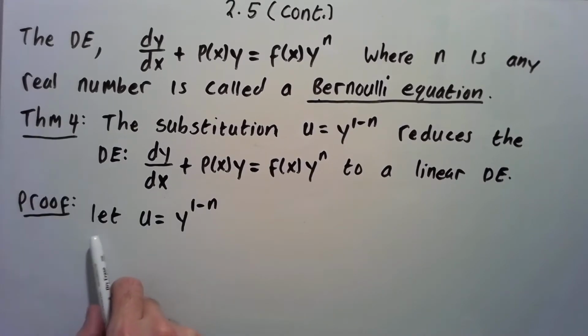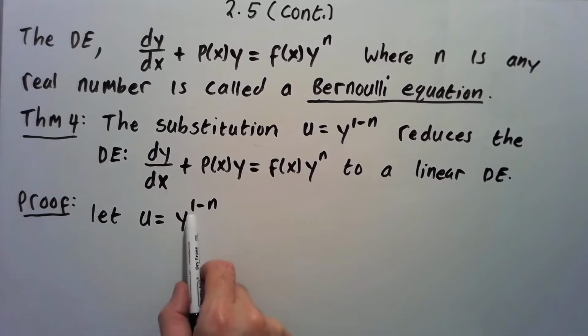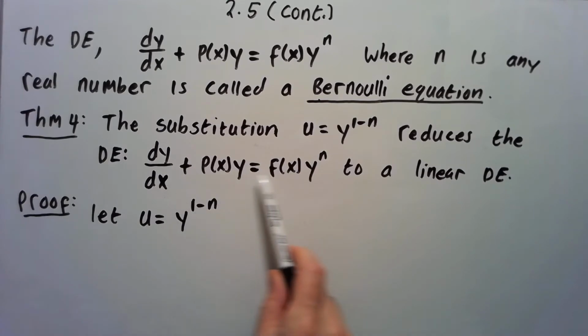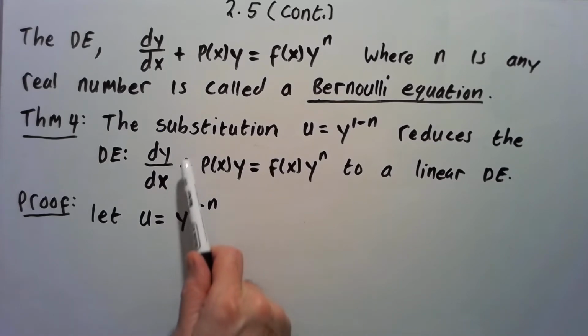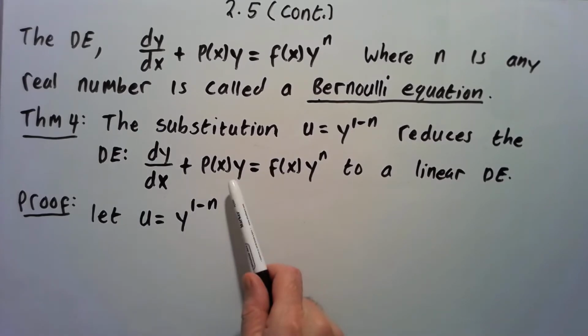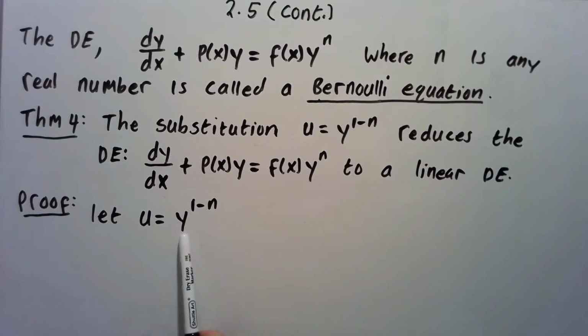Okay, so proof, we're going to let u equal y to the 1 minus n power. We're going to now substitute into this differential equation above and show when we do that it turns into a linear differential equation. So to do that we're going to have to substitute my dy/dx and my y in terms of u. So let's first solve this guy for y. So to do that we're going to raise both sides to the 1 over 1 minus n power.